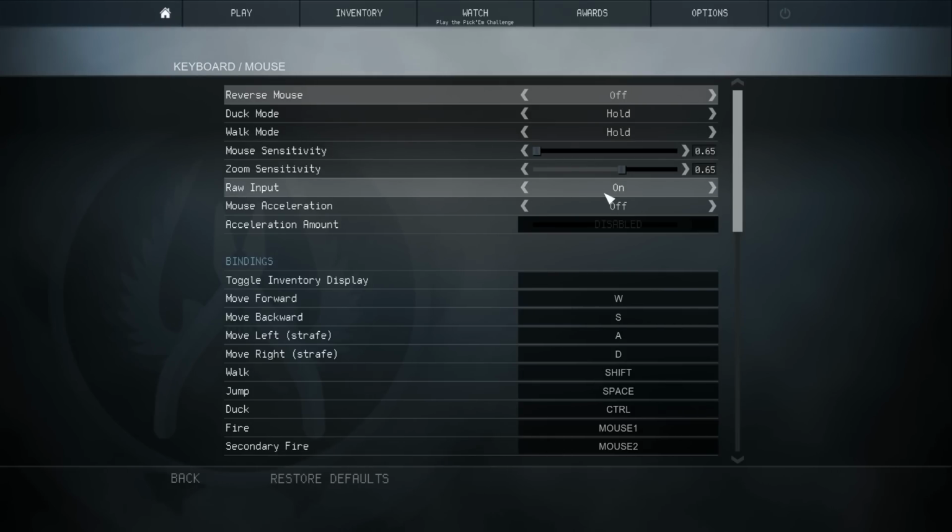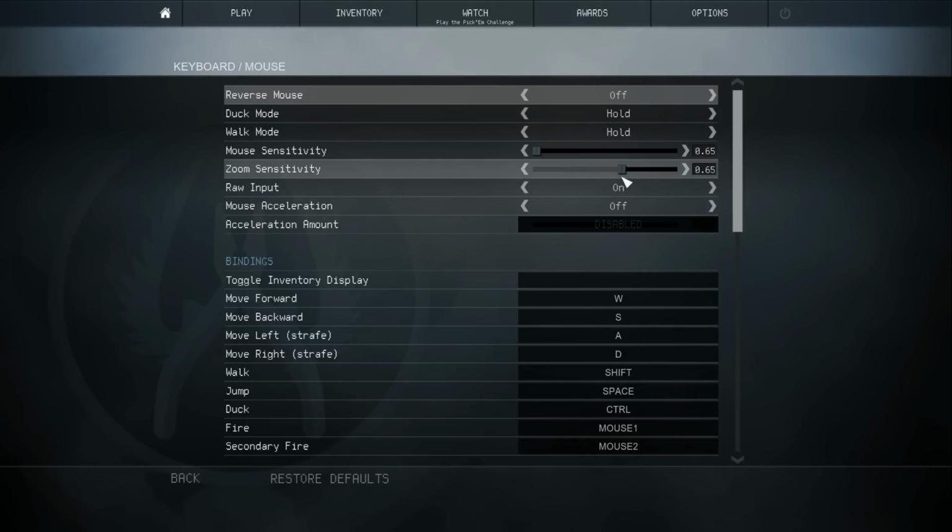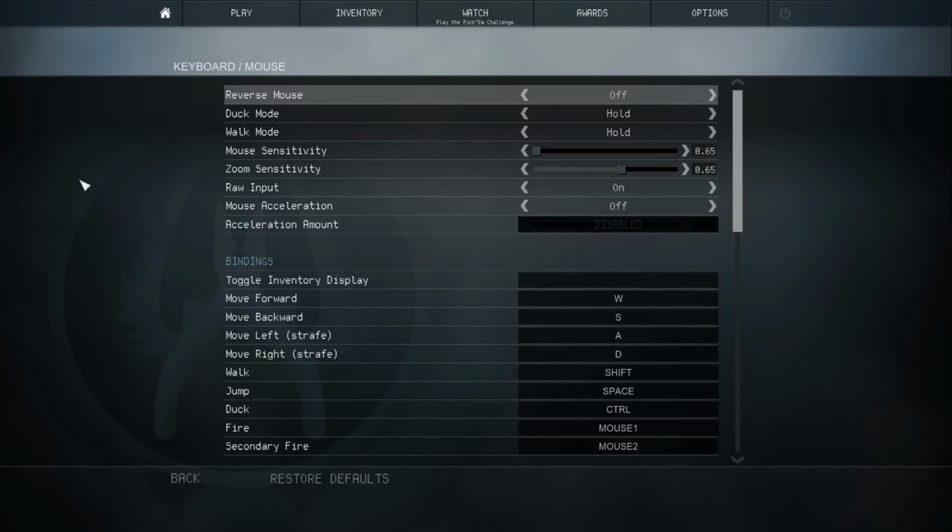So you want to enable raw input, because you want to pull all the information straight from your mouse instead of going through a program, through your operating system, and then always calculating another sensitivity, adding that, and again calculating that. You want to get it straight to the game and basically only have to worry about your DPI of the mouse and your mouse sensitivity right here.